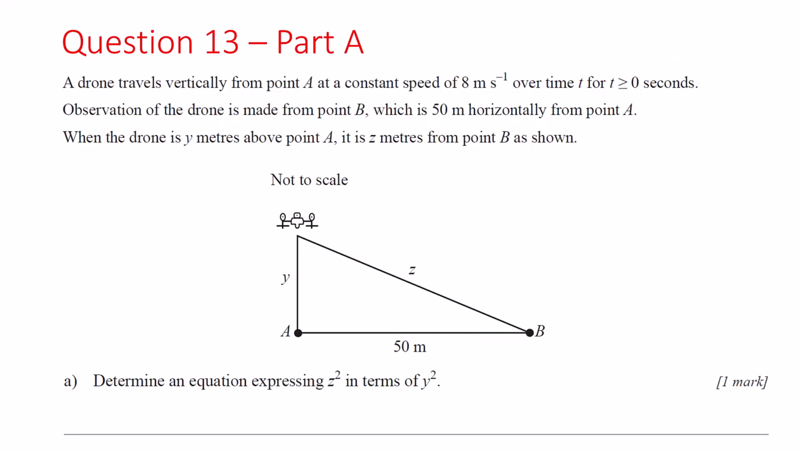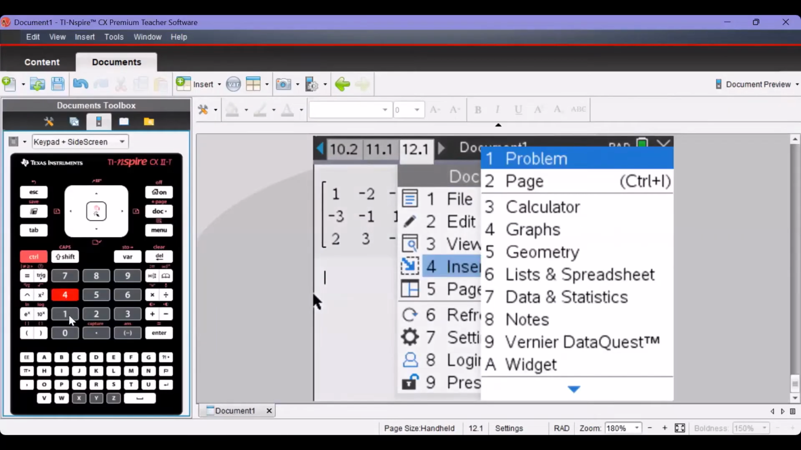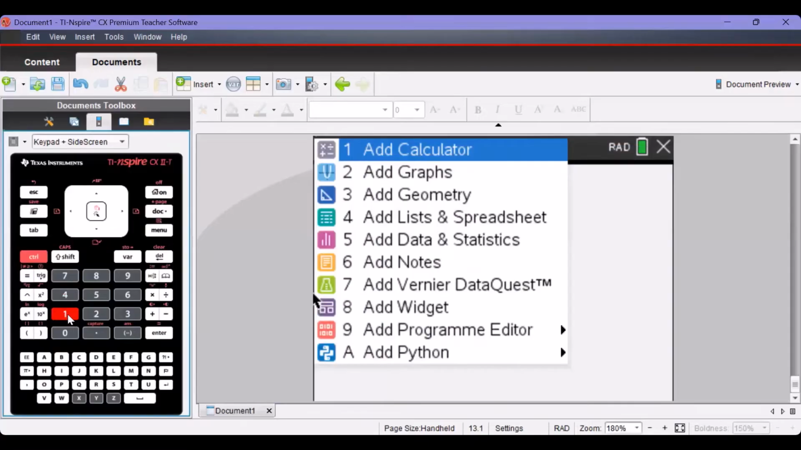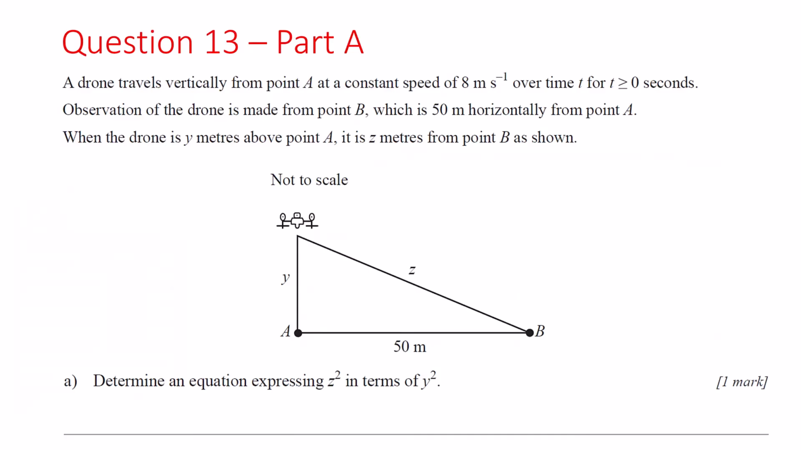Question 13. Press Doc 4 for insert, 1 or enter for new problem, and add a calculator page. In part A, you're asked to determine an equation expressing z squared in terms of y squared. So using Pythagoras' theorem, z squared equals y squared plus 50 squared.